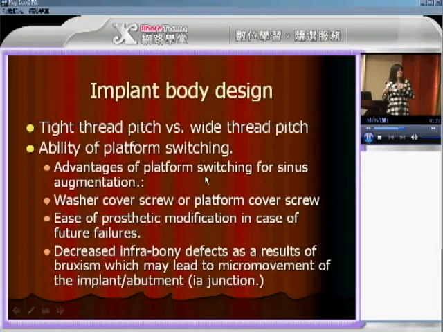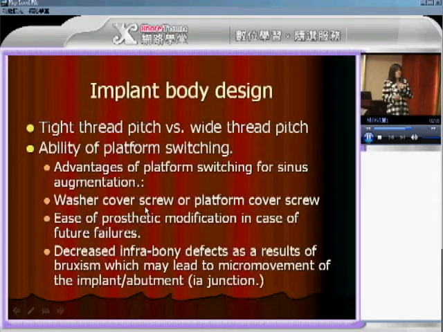Now, advantages of platform switching for sinus augmentation would be, number one, because the internal screw size is usually the same size, you are able to place a washer cover screw or platform cover screw, so as to prevent that implant from getting into either the sinus space or inside the membrane space.